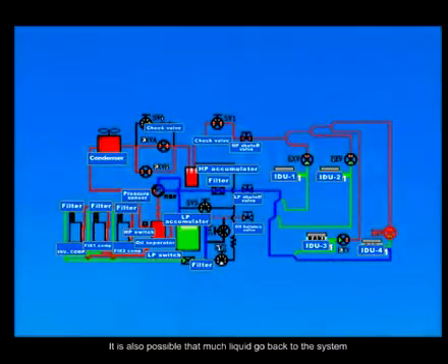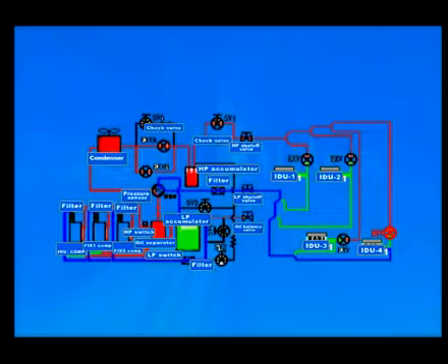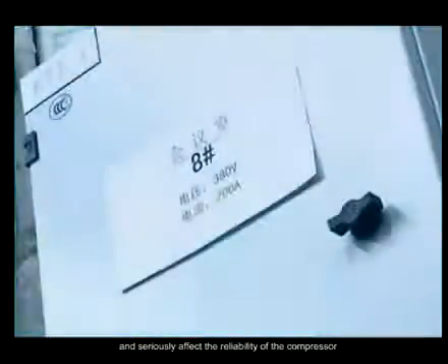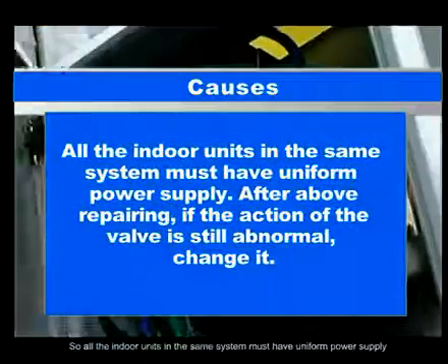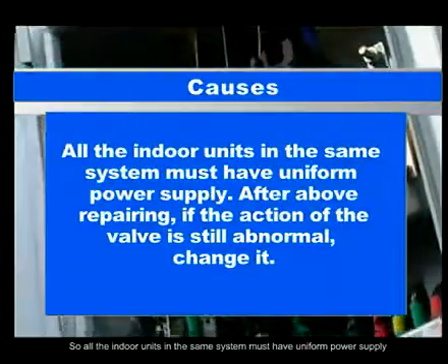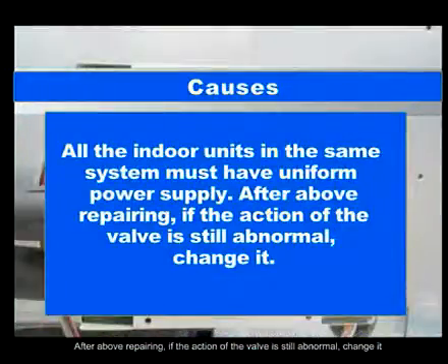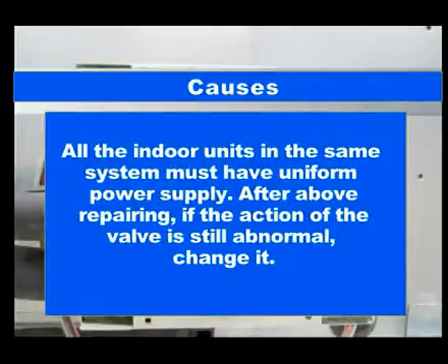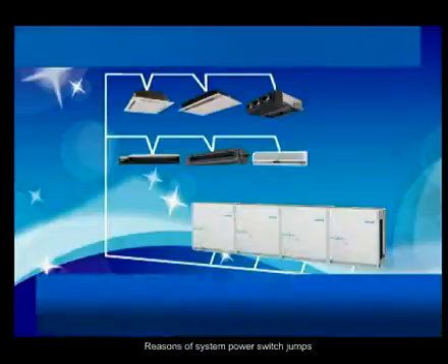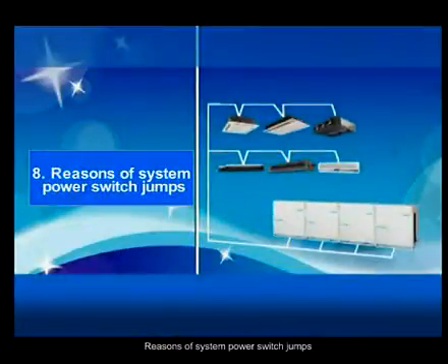It is also possible that much liquid goes back to the system and seriously affects the reliability of the compressor, so all the indoor units in the same system must have uniform power supply. After the above repairs, if the action of the valve is still abnormal, change it. Reasons for system power switch jumps.